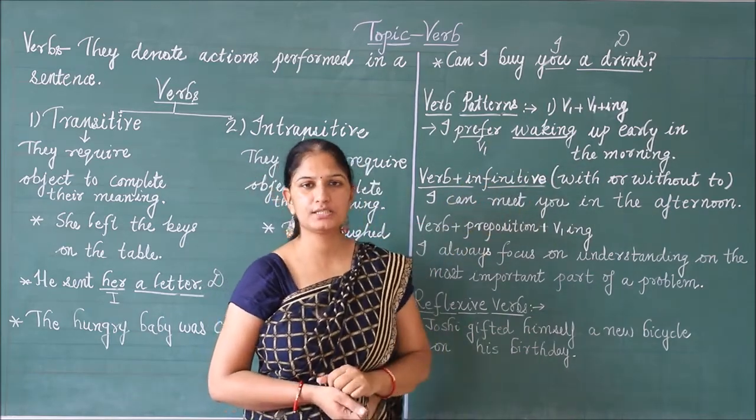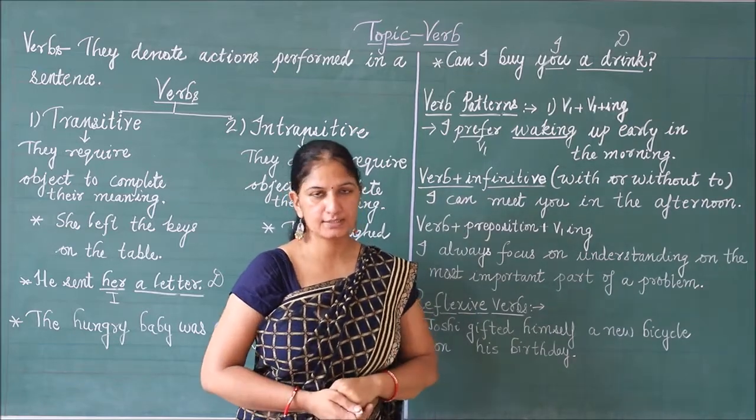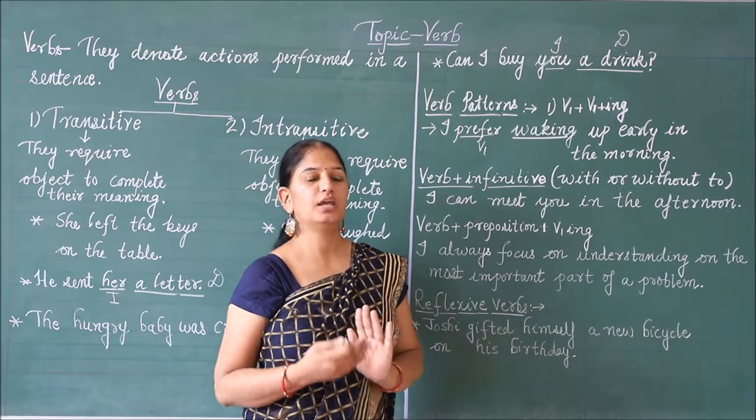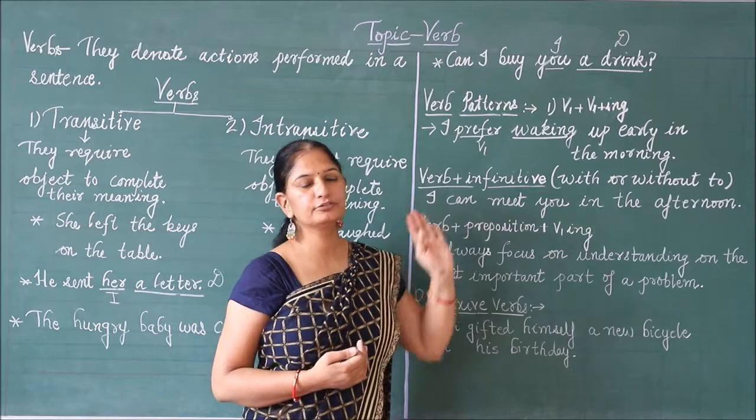One more example we can see like this. I avoid eating so much of sweets. So avoid is V1, then eating is V1 plus ing. So it becomes a pattern of verb.